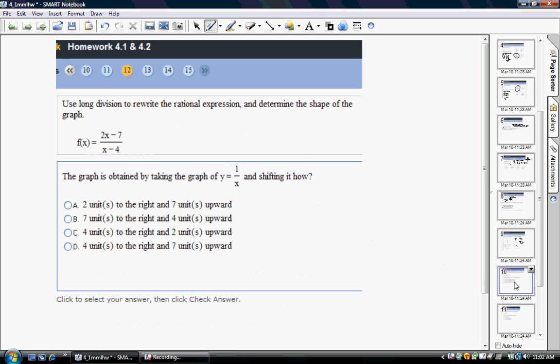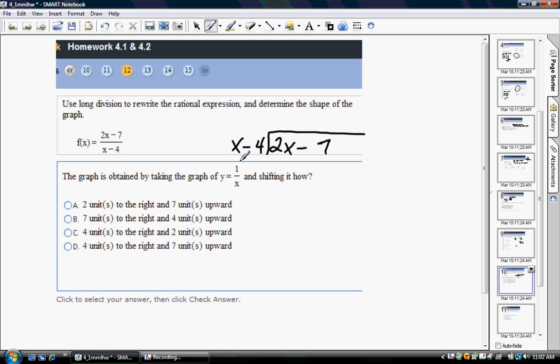Number 12, use long division to rewrite the rational expression and determine the shape of the graph. Honestly, this is not an outcome of the course, and this is my fault. Someone else had written these homework exercises and I just kept them in. But you really don't need to know how to do long division, but I'll show you just so you can get this problem right.